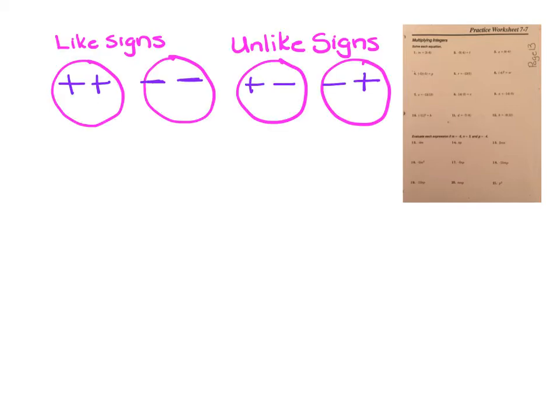Let's take some notes on the back of page 12. You've been given a set of rules. We know that when we multiply like signs, we get positive answers. But when we multiply different signs, we get negative answers. We have a trick for remembering these rules.